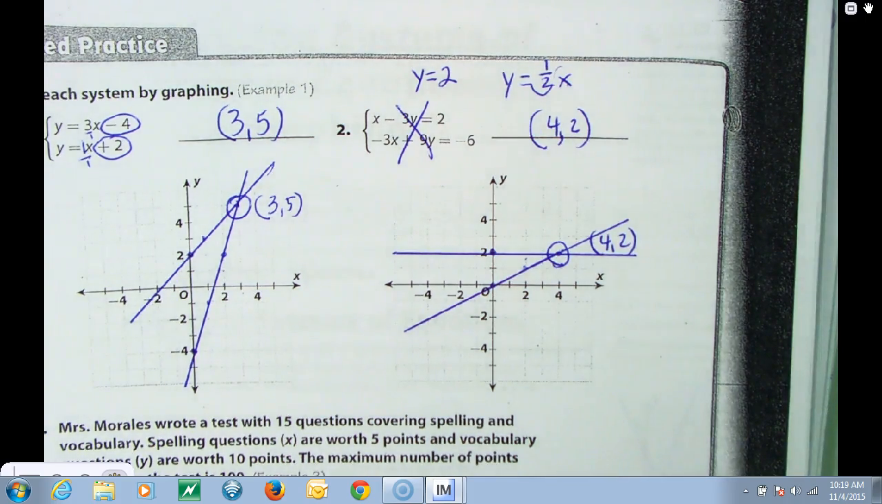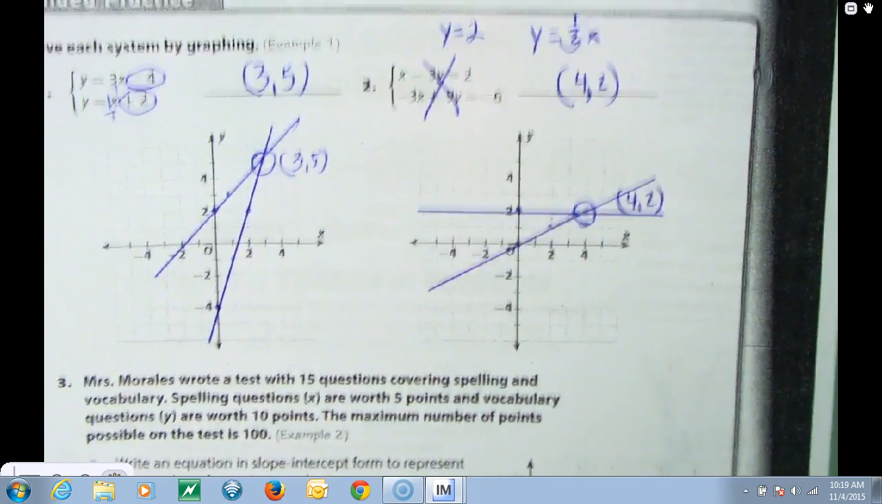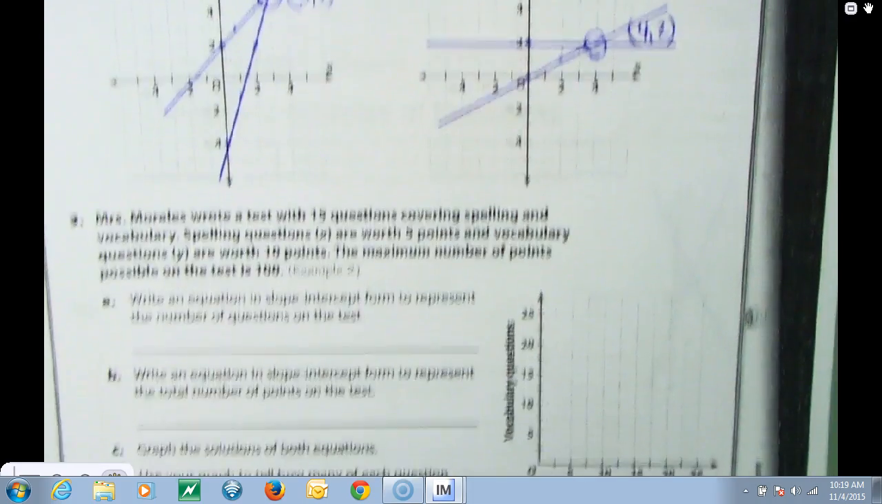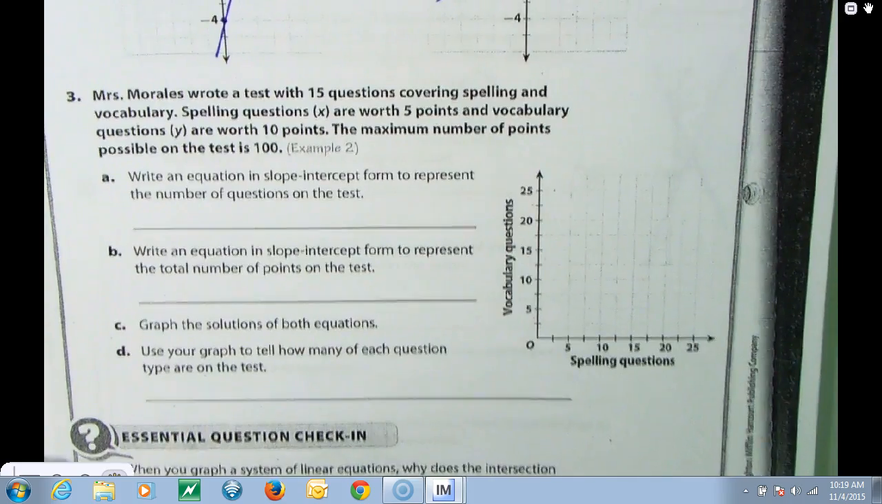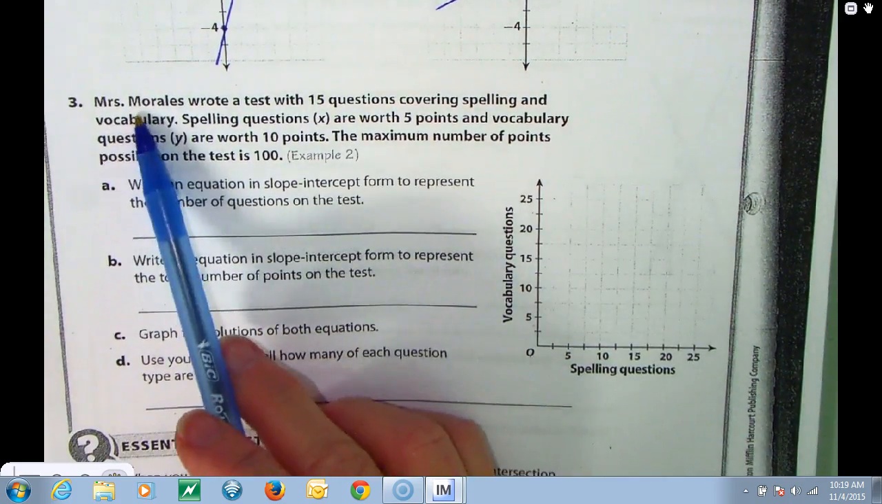Okay, now look at number 3. Amber, you didn't know, but your mom made a test. Wrote a test. Look at that on number 3. I thought she was serious.